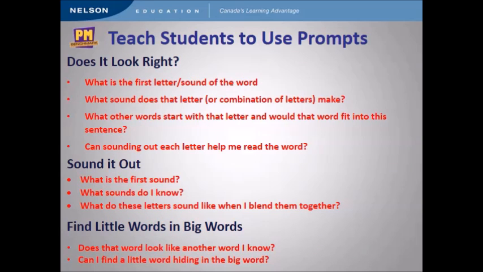Posting prompts such as, does it look right? So these are the prompts that are about the visual cues. So for instance, what's the first letter or sound of the word? And we'll often say to the student, look at the first letter, get your lips ready to say that word. What sound does that letter or combination of letters make? What other words start with that letter, and what word would fit into that sentence? Can sounding out each letter help me read the word? And you know, for many of our students, this is a common strategy, and a common strategy that our parents tell them, sound it out.